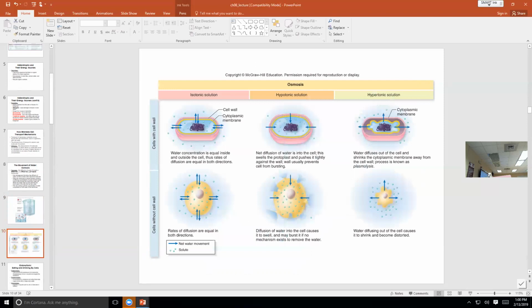Y'all can't see that at all, can you? I can't see it from here. So I know y'all can't see it. Can you? Okay, I'm sorry about that.